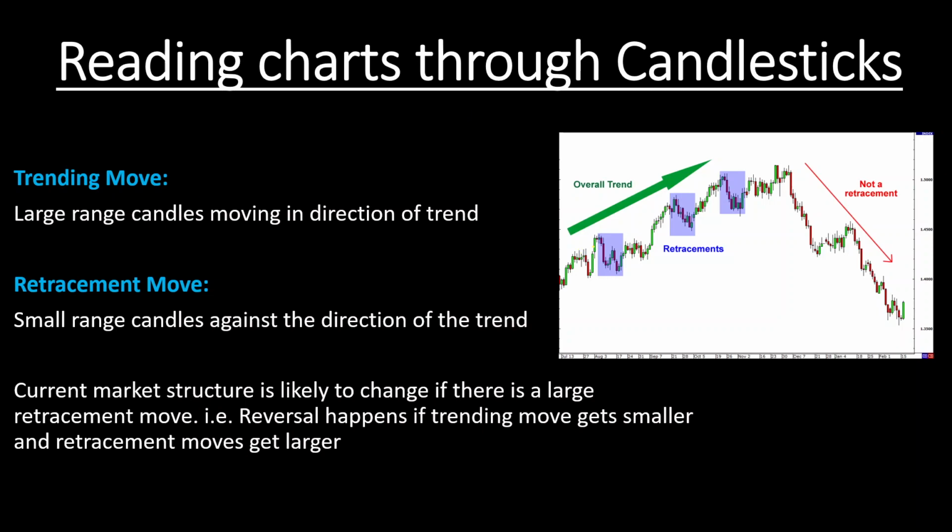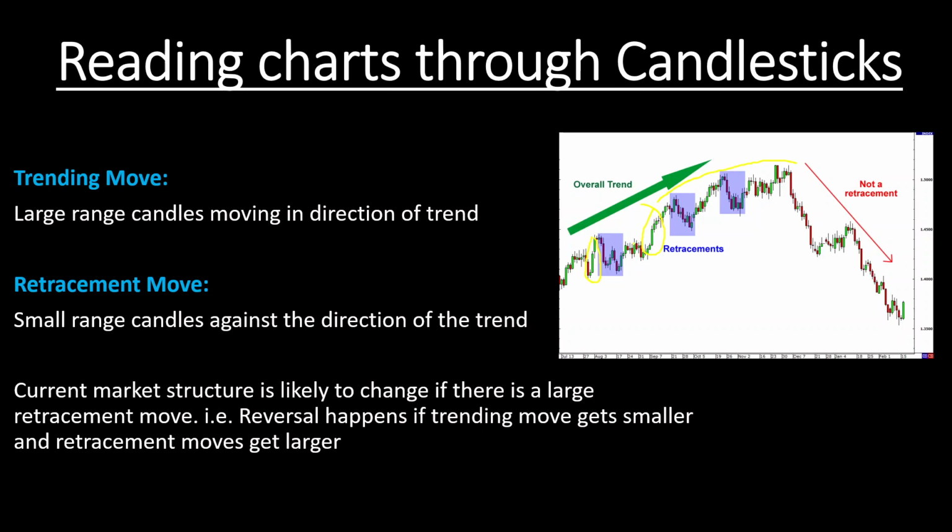So in this case, we can see large bullish candles right here. These are the trending moves heading in that direction. And we can see that before price comes down, there's a shift as price loses momentum, and we'll get into it. So then retracement move: small range candles against the direction of the trend.